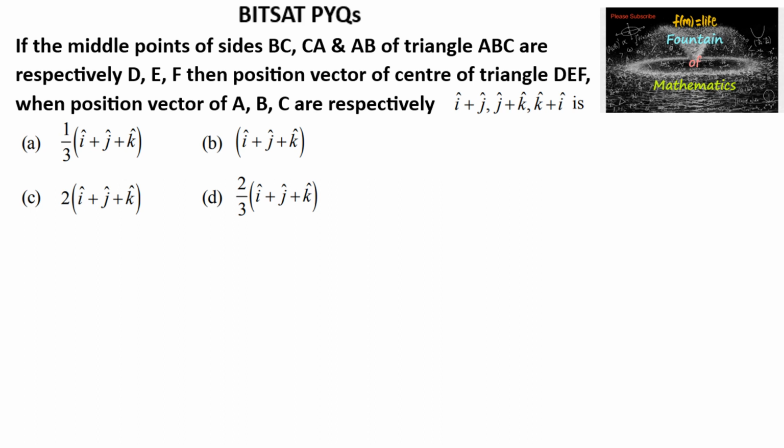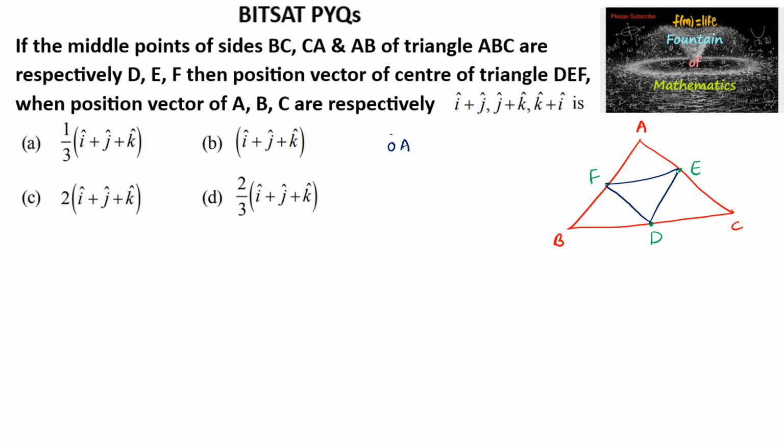Given the midpoints of the sides of a triangle ABC, let us consider the triangle ABC with the vertices A, B and C. The midpoint of BC is D, the midpoint of CA is E, and the midpoint of AB is F, so that there is a triangle DEF.